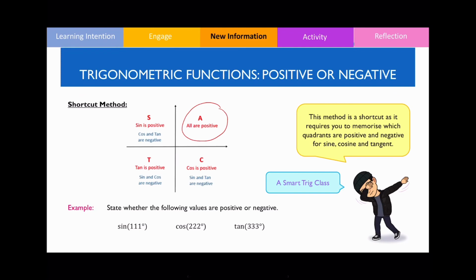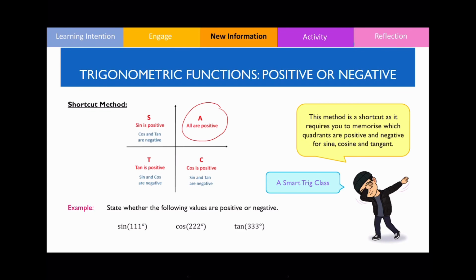In the third quadrant, between 180 and 270, tan will always be positive, whereas sine and cosine of those angles will give you a negative answer. And for the last quadrant, between 270 and 360, cosine of those angles will give you a positive answer, whereas sine and tan will give you a negative answer.